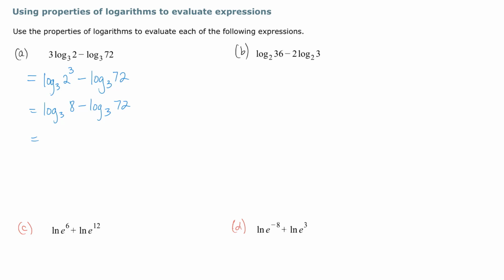Now, a difference of logs with a common base is really log base 3 of 8 over 72, and that reduces to log base 3 of 1/9. But what's 1/9 in base 3? That's log base 3 of 3 to the negative 2. And then our final log property says that is actually equal to negative 2.